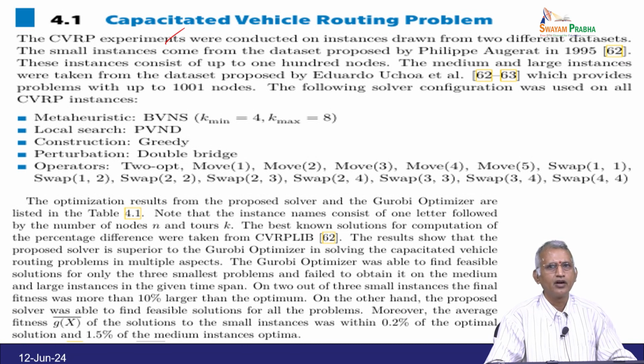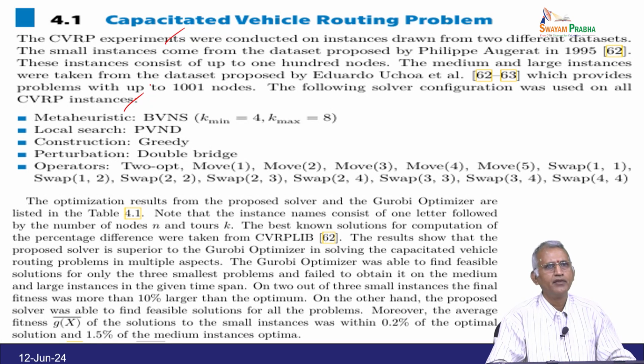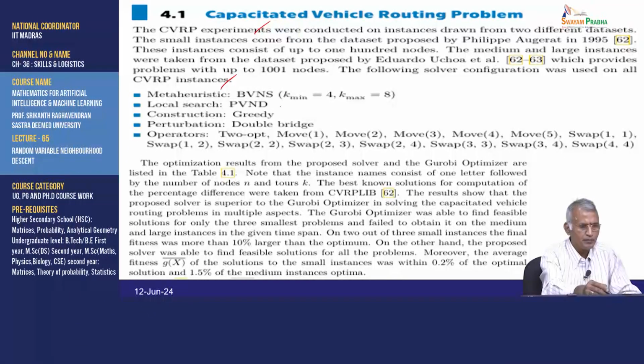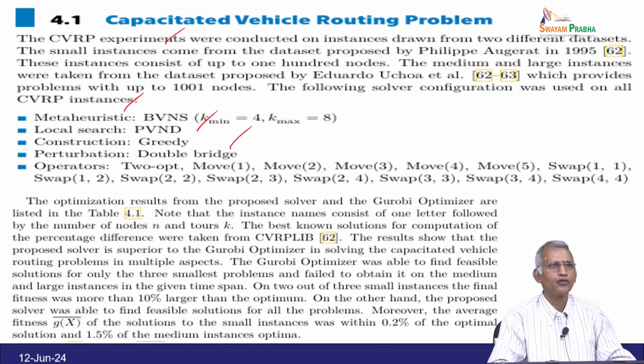The following solver configuration was used on all CVRP instances. So, the metaheuristic is BVNS, and k minimum is 4 and k maximum 8. Local search is PVND. The construction is greedy. The perturbation is double bridge. The operators are 2-opt, move 1, move 2, move 3, move 4, move 5, swap 1 1, swap 1 2, swap 2 2, swap 2 3, swap 2 4, swap 3 3, swap 3 4 and swap 4 4. So, these are all the operators we have to use.